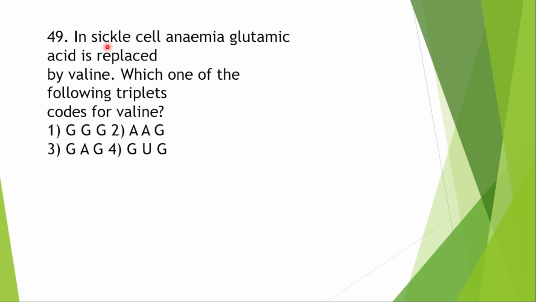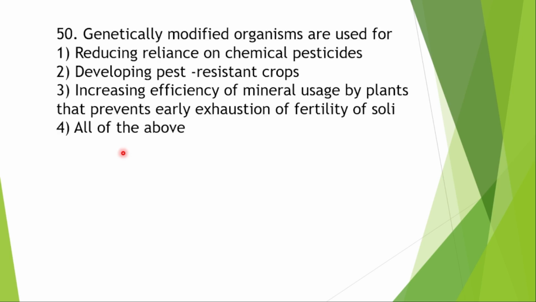49. In sickle cell anemia, glutamic acid is replaced by valine. Which one of the following triplets codes for valine? GGG, AGG, GAG, GUG. Here the right option is option 4, that is GUG.